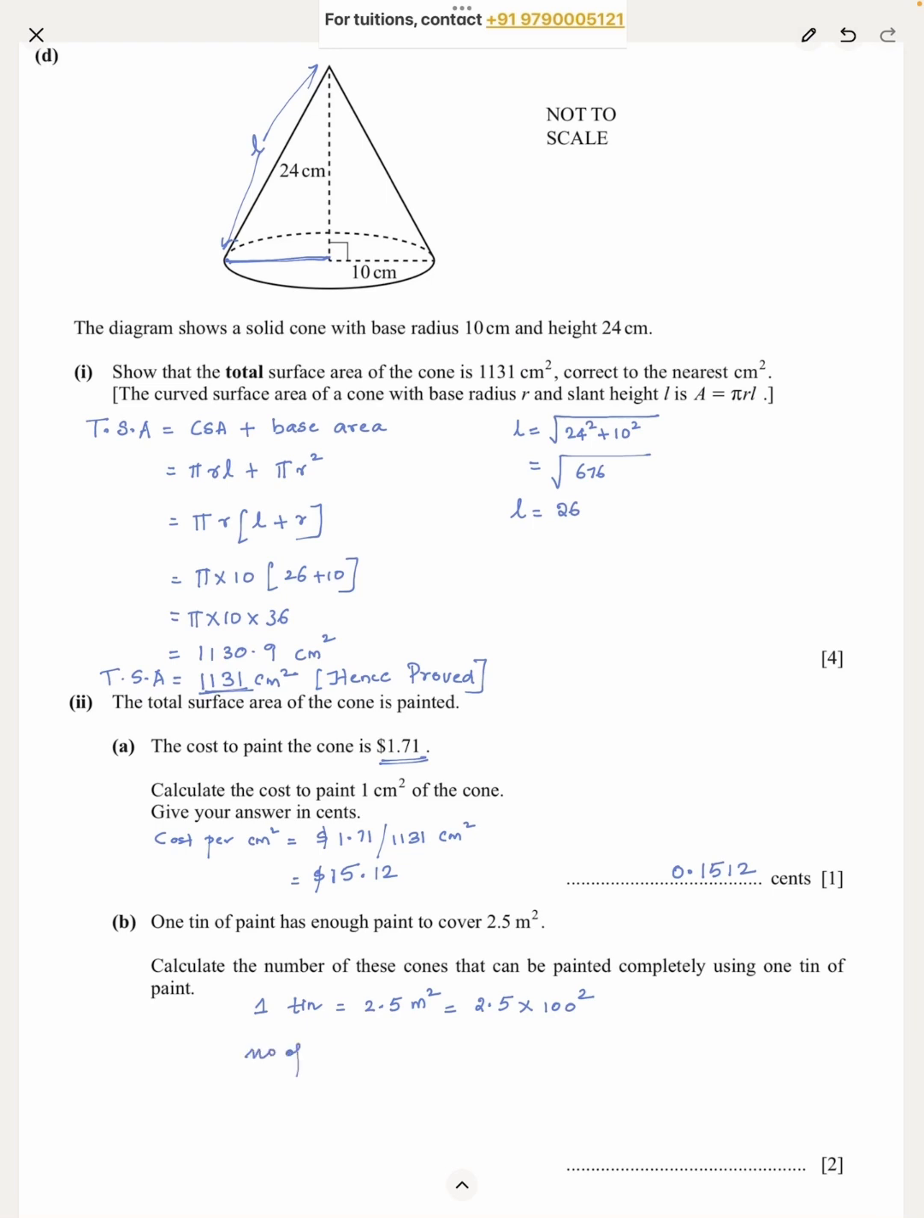The number of cones will be equal to this total of the paint divided by the TSA, which is 1131. This gives us 22 point something, but I have to give it as a whole number. So I tell it as 22 cones.